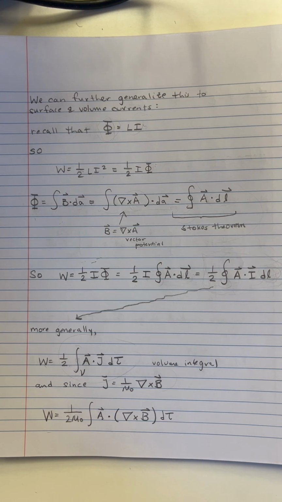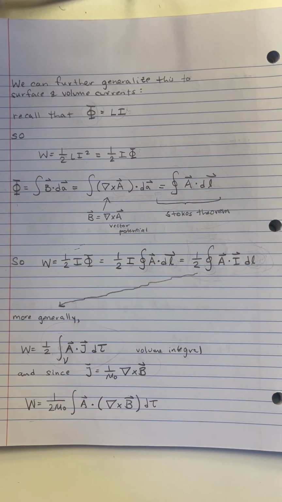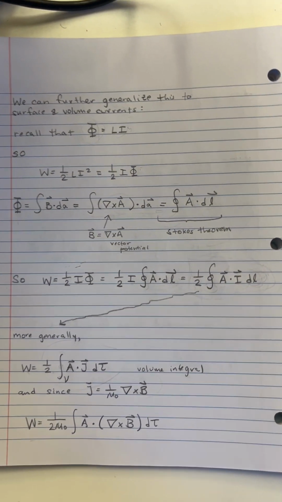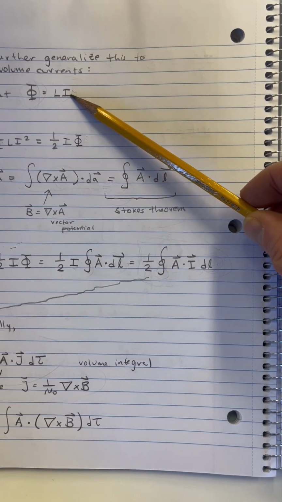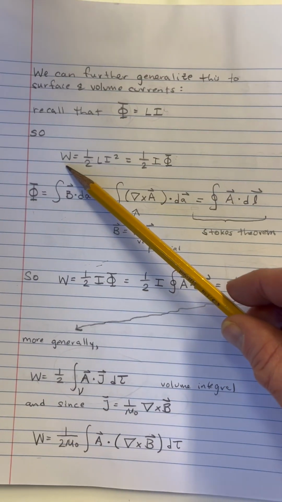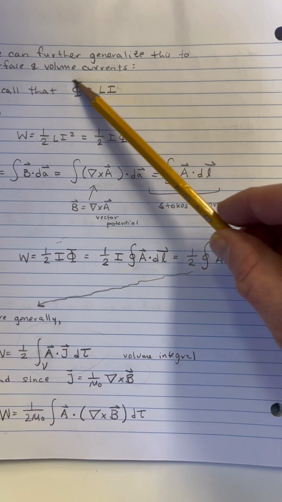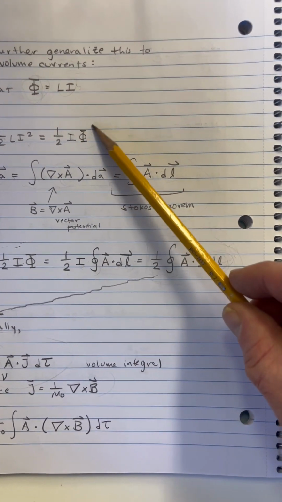Now, that formula applies specifically to line currents, but we can further generalize this to surface and volume currents. And recall that the definition of the flux is the inductance times the current. And so if we have this formula over here that work equals 1/2 L I squared, we can substitute the flux in and write that as work equals 1/2 I times the flux.